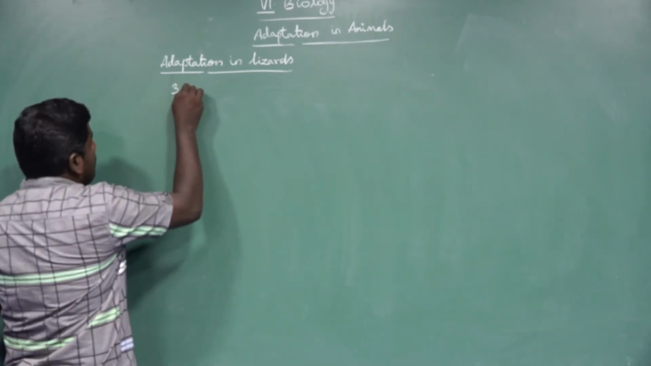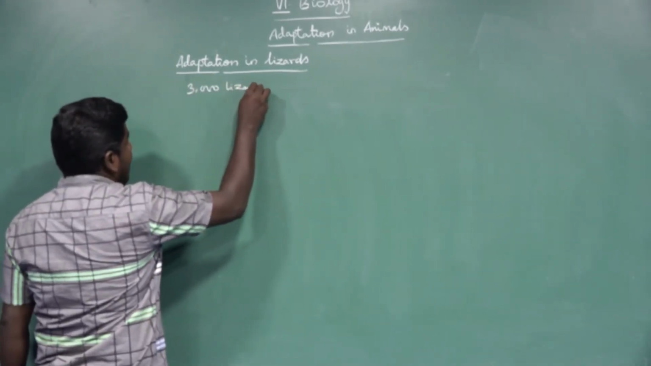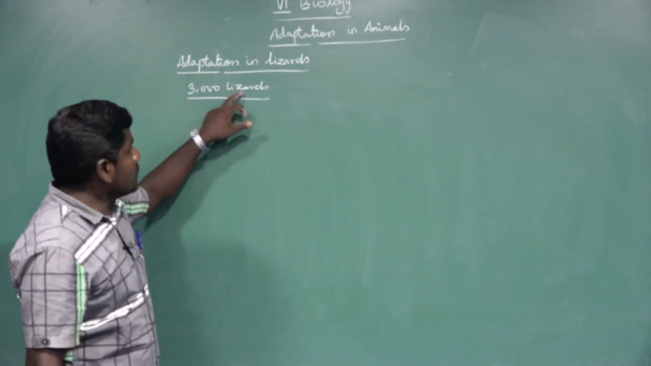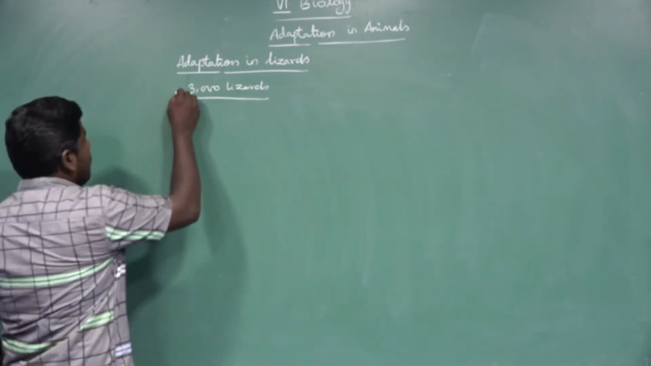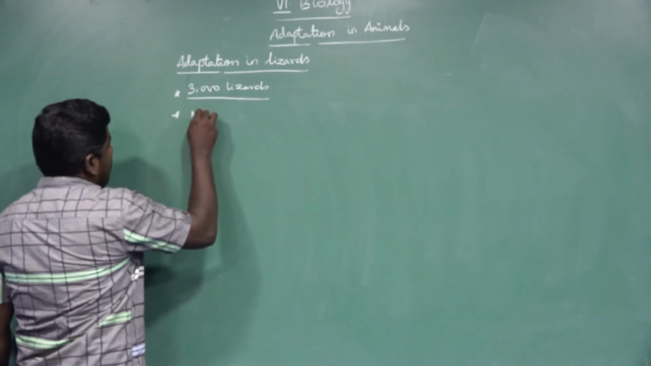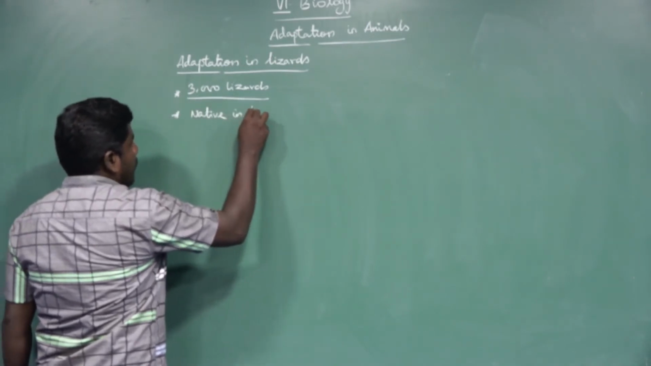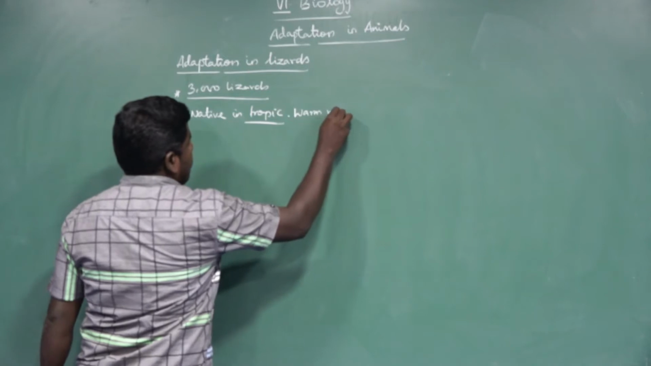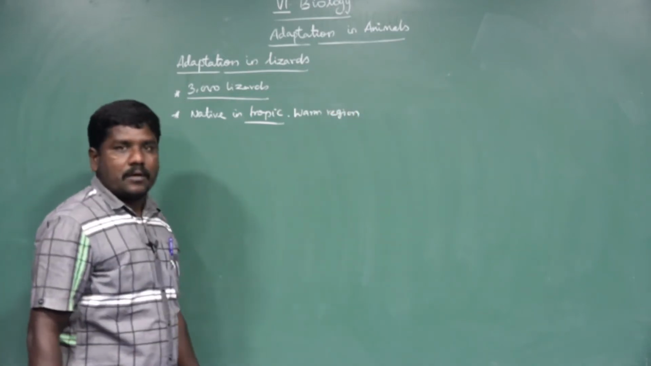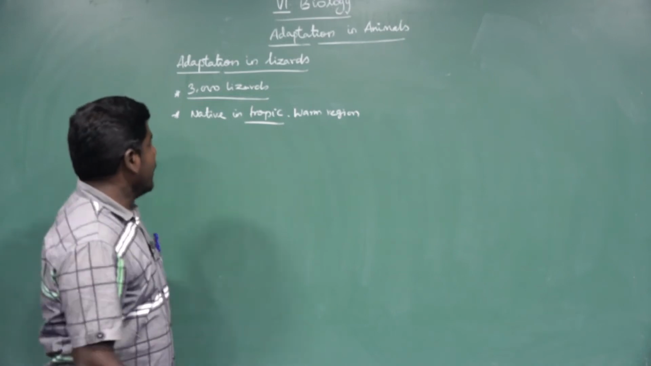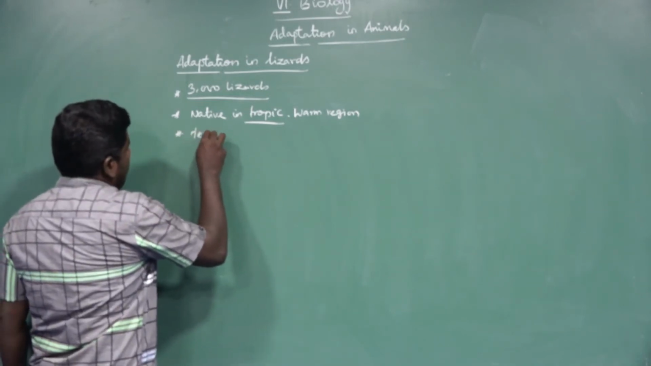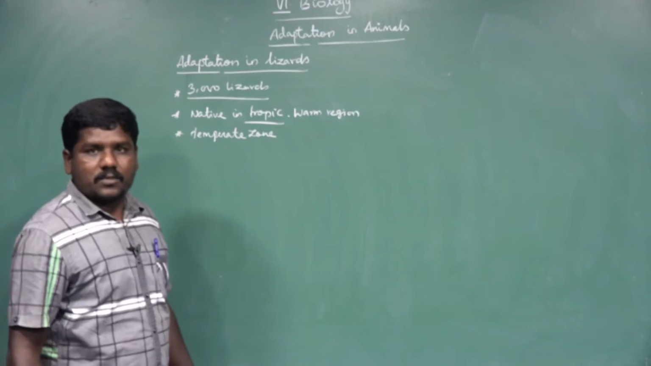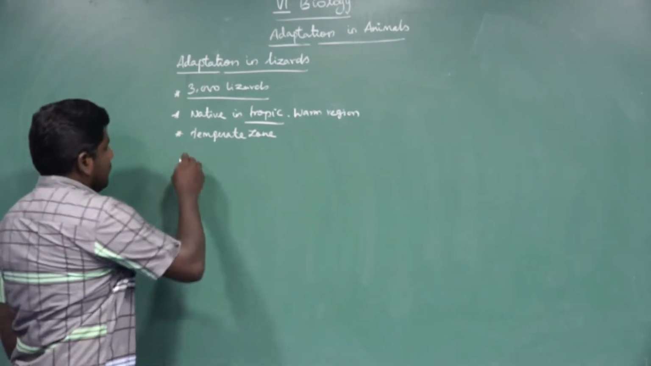More than 3,000 lizard species have been identified. At the same time, lizards are native in the tropics. Tropic means warm region or warm areas. But some of the lizards are found in the temperate zone, or temperate region.